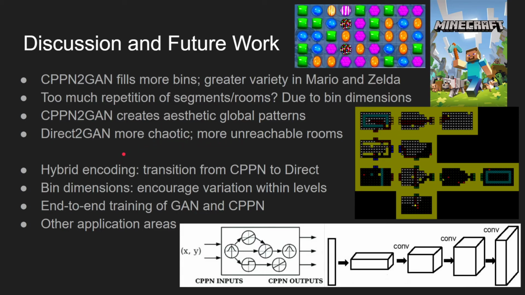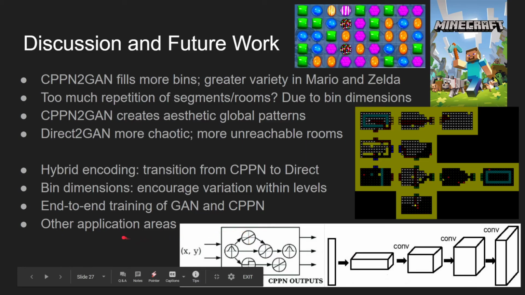So things that we can do from here. One idea is to do a hybrid encoding that takes the benefits of both. So we could start with CPPNs, evolve for a while to get a nice high-level pattern, and then at some point we simply throw the CPPN away but keep evolving the vectors to get variation in individual places throughout the dungeon. I already mentioned the possibility of changing the bin dimensions, and a more ambitious goal we could also pursue would be to train the whole CPPN-GAN combination from end to end using backprop instead of using evolution on the CPPN part.